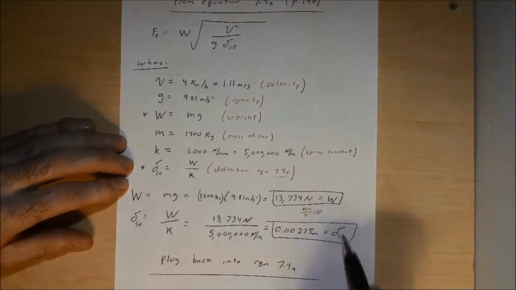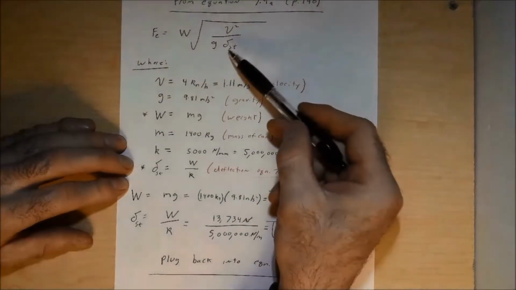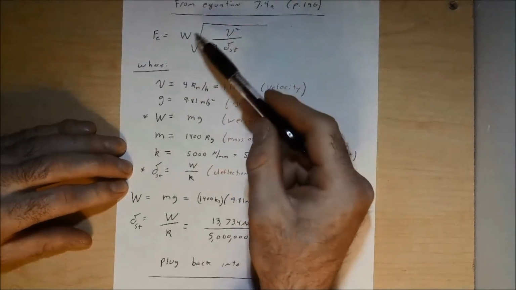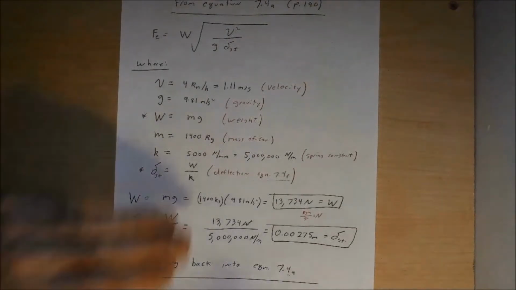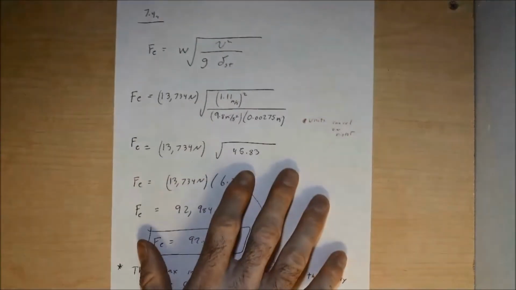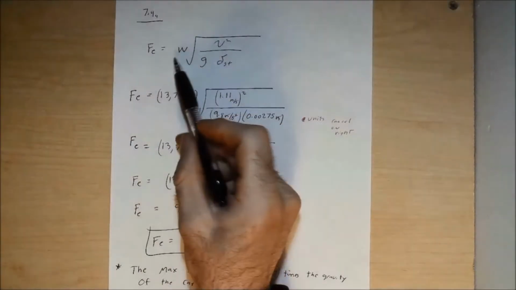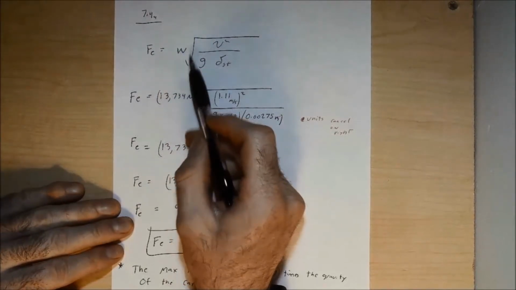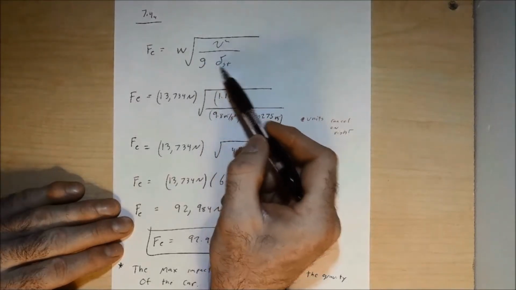So now I can take this value and plug it back into 7.4a at the top of the page. I have all of these different values: I have my delta, I have my g, I have my velocity, I have my weight, I have everything I need to plug back into 7.4a. So that's the next step, to go back to my general equation, 7.4a. So my elastic force F sub E is equal to weight times the square root of velocity squared divided by the acceleration due to gravity times our deflection.